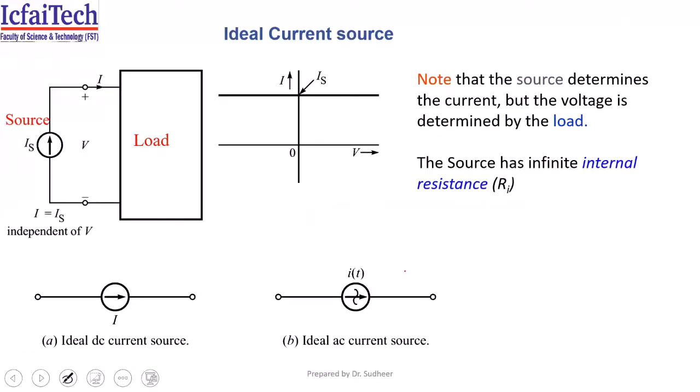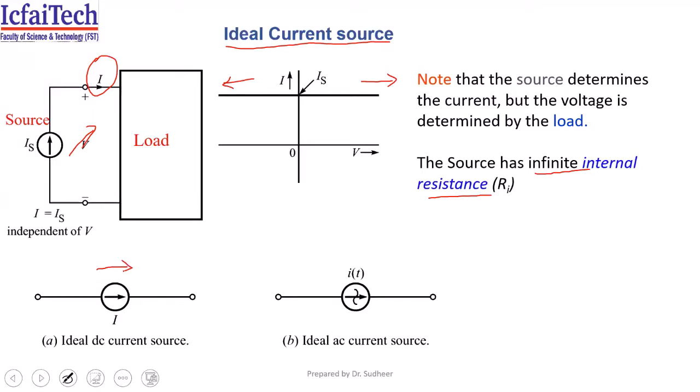Coming to the ideal current source. An ideal current source is the one which will give a constant current to the load irrespective of whatever might be the voltage across the load. The voltage might be a positive value or a negative value, and it is going to give constant current to the load. So an ideal current source has infinite internal resistance. A current source is represented by a circle with an arrow. The arrow direction indicates the current direction.